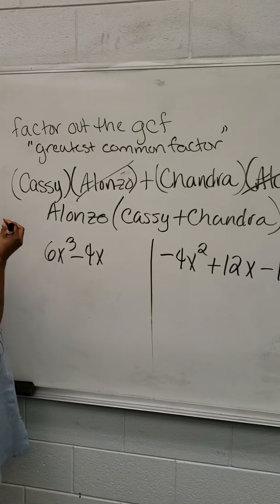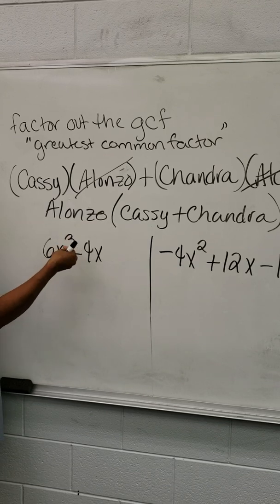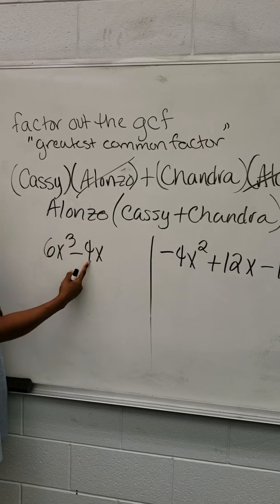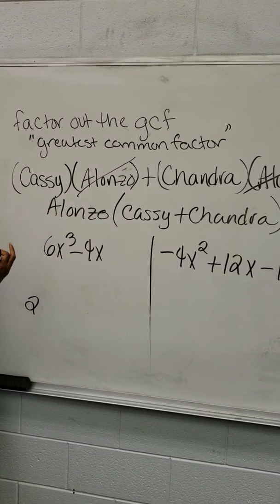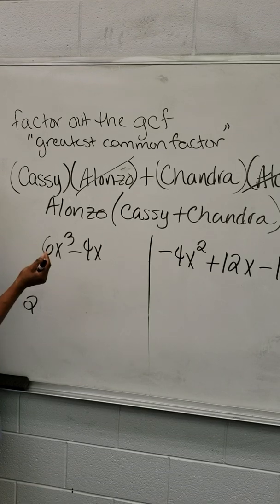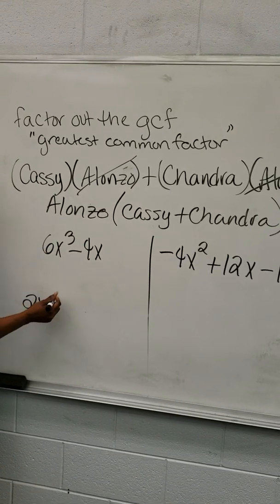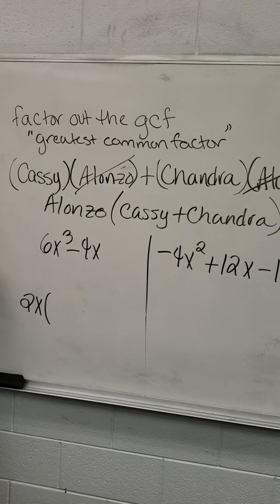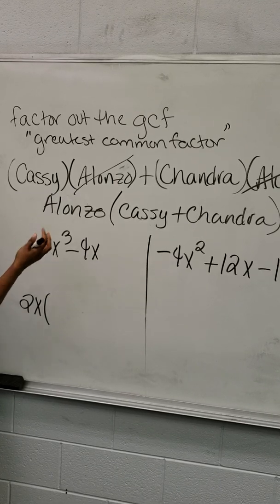So if we get to real numbers, such as 6x cubed minus 4x, we have to look and see what 6 and 4 have in common as a number. We can both say 2, right? And do they both have variables? Yes. What is that common factor? X. So whatever you factor out is what you want to take out of the expression.